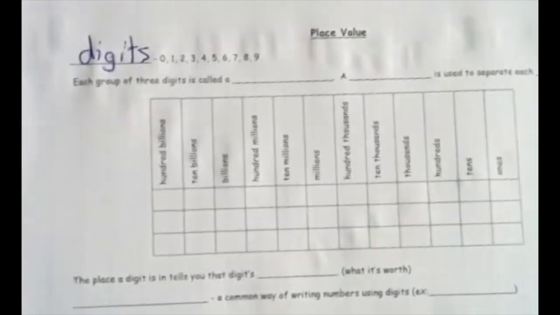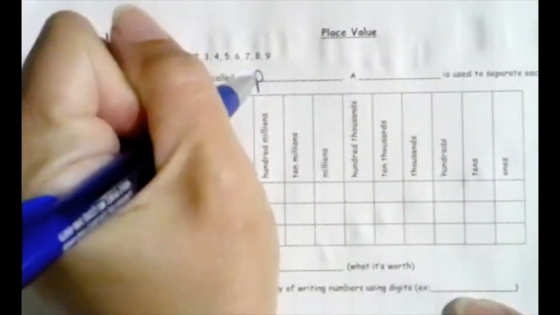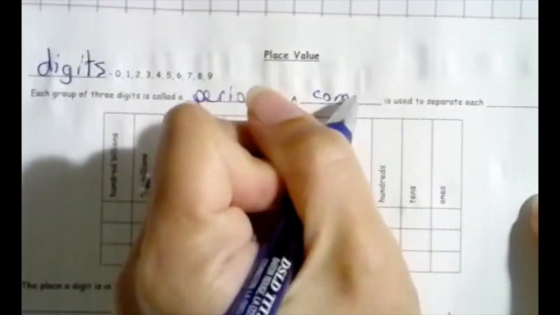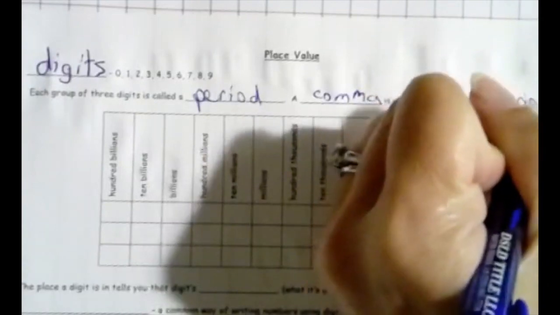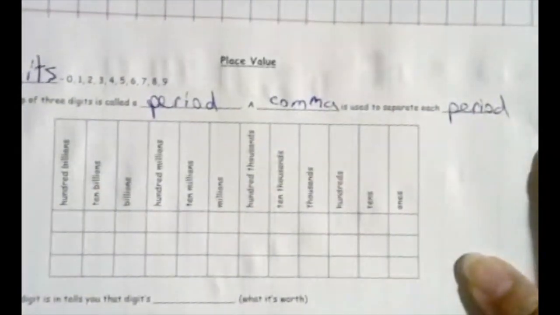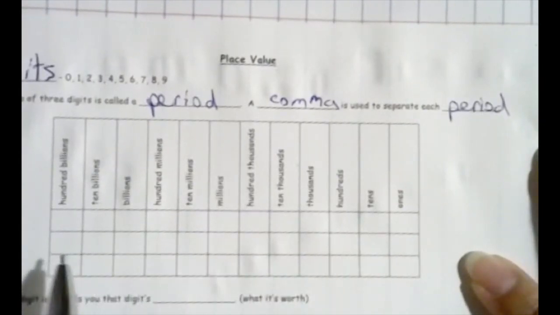All right, so some more vocabulary. It says each group of 3 digits is called, and I've had very few kids know this, but it's actually called a period. Every 3 numbers is called a period. And a comma is used to separate each period. Okay, so I'm sure you've seen before when you see really large numbers, they use a comma after every 3 digits. So I'm going to put 2 examples in this place value chart right here. I want you to put 2 examples as well.